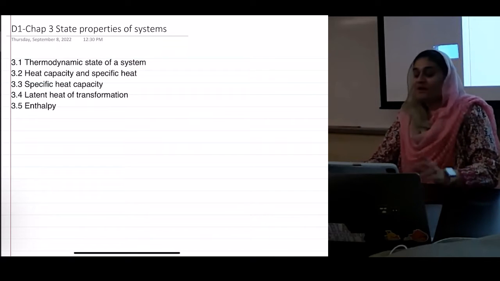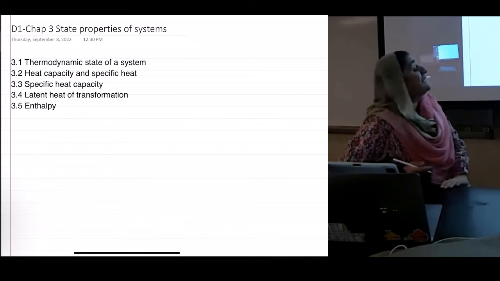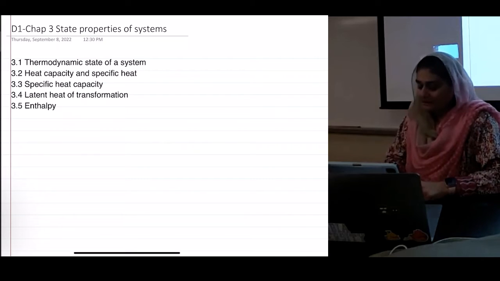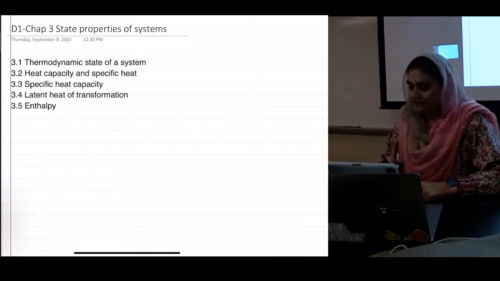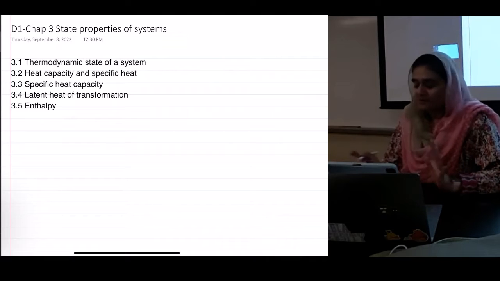Okay, so this is the plan for today. I would like to finish until 3.4 today. Let's see how far we get. I would be happy also with 3.3.